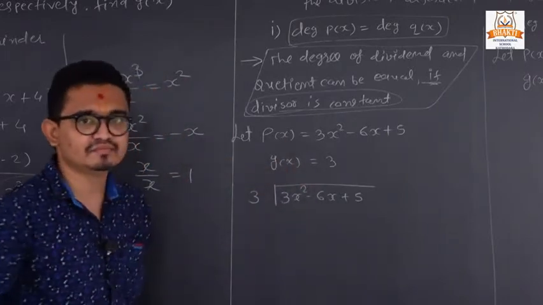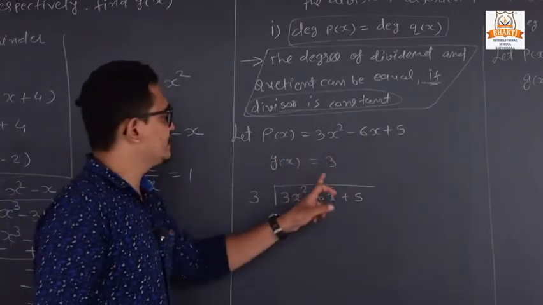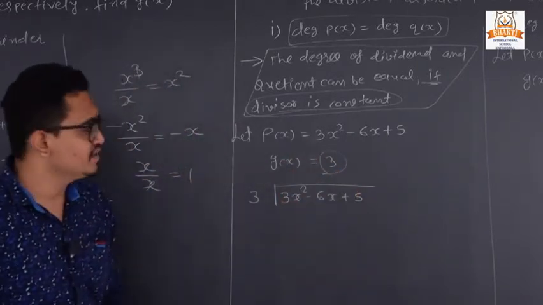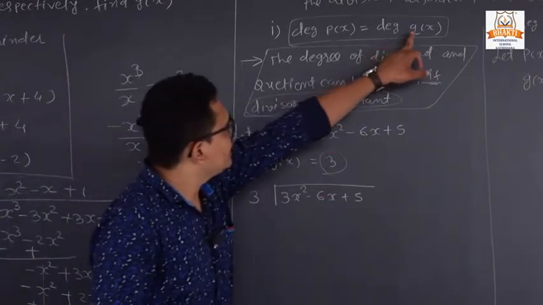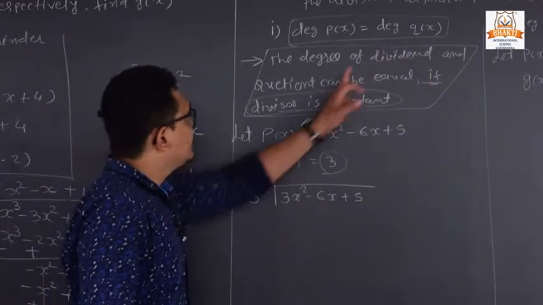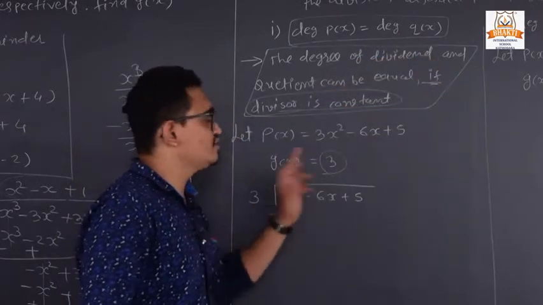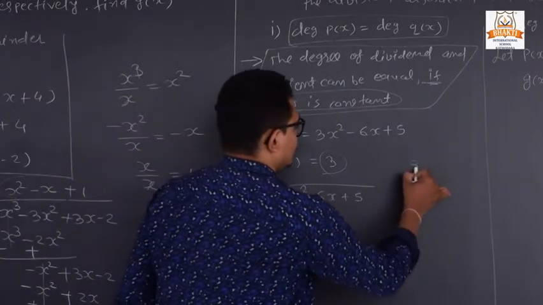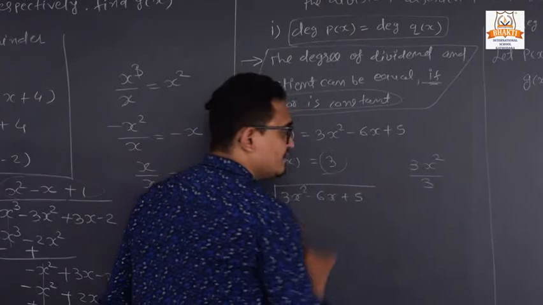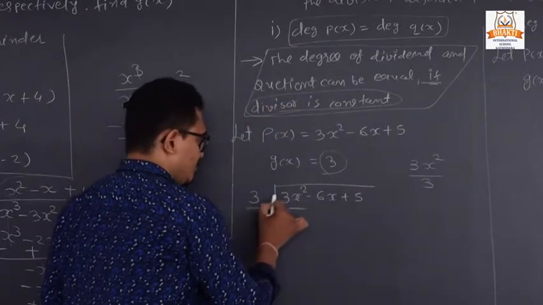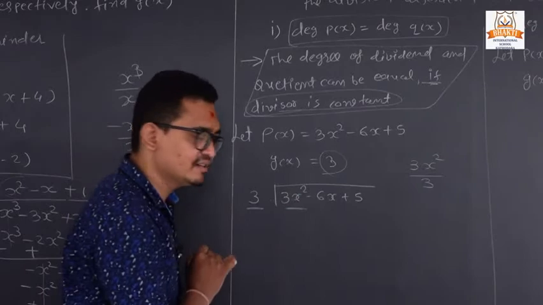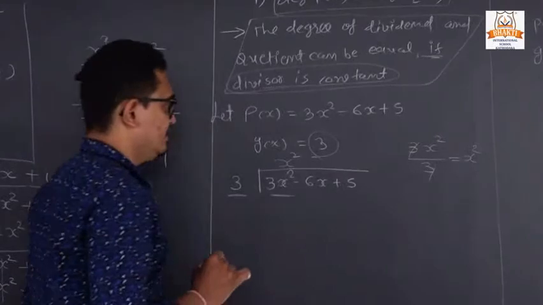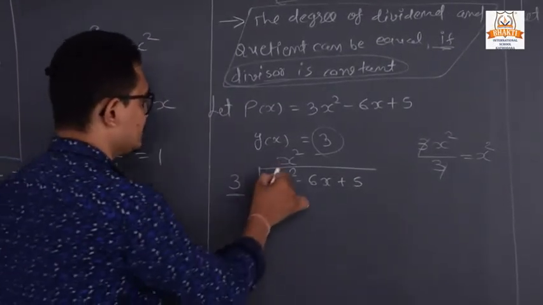See, that is our dividend and that is our divisor, and the divisor is constant. Now see that it is a constant term. So after dividing, we can get the degree of the quotient also equal. So let's check how it is equal. First of all 3x square is divided with 3, because the first term of the dividend is divided with the divisor. So 3 cut. So what can we get here? x square. So here we can write x square.